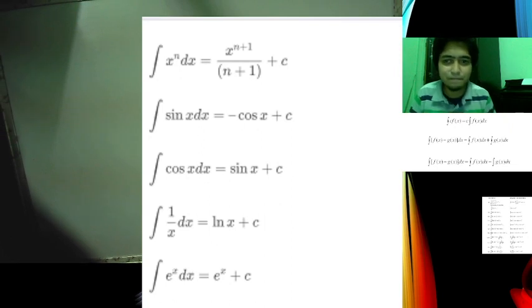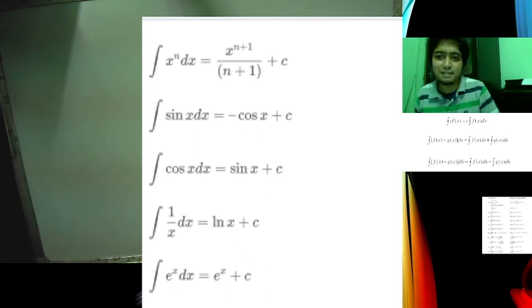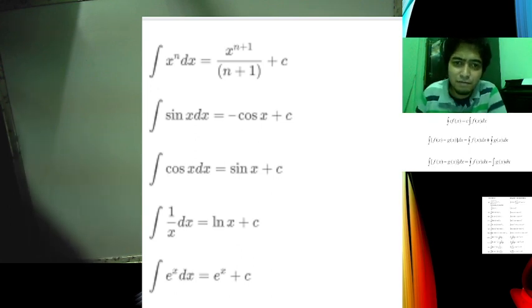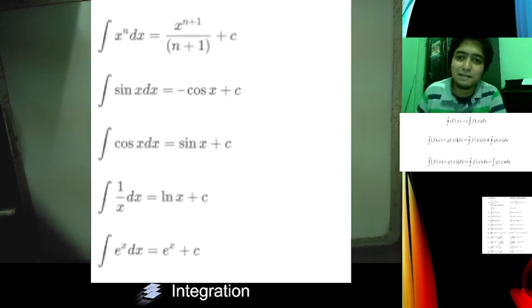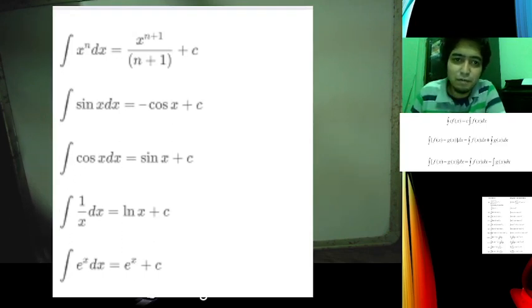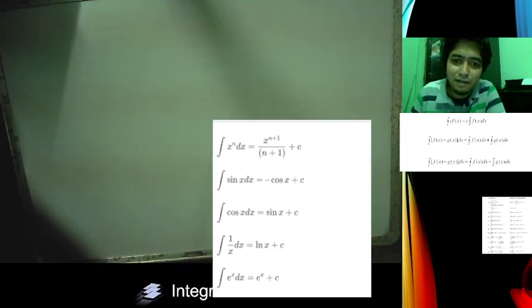These formulas you had actually learned when you were in your lower classes, but again, let us just go through them. So the first formula says that integration of x^n dx equals x^(n+1) divided by n+1. Integration of sin x equals minus cos x. And integration of cos x equals sin x. Integration of 1/x equals ln x plus c or log x plus c. And integration of e^x dx equals e^x plus c. These are the very basic formulas that you will be requiring.